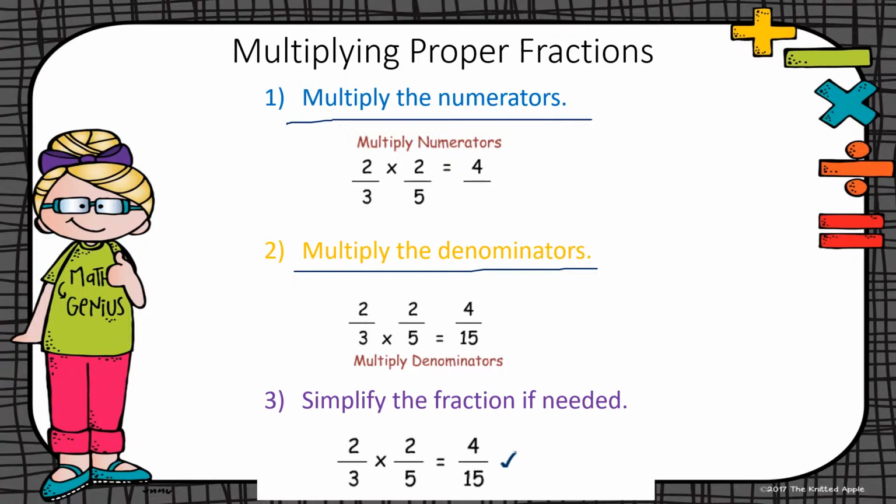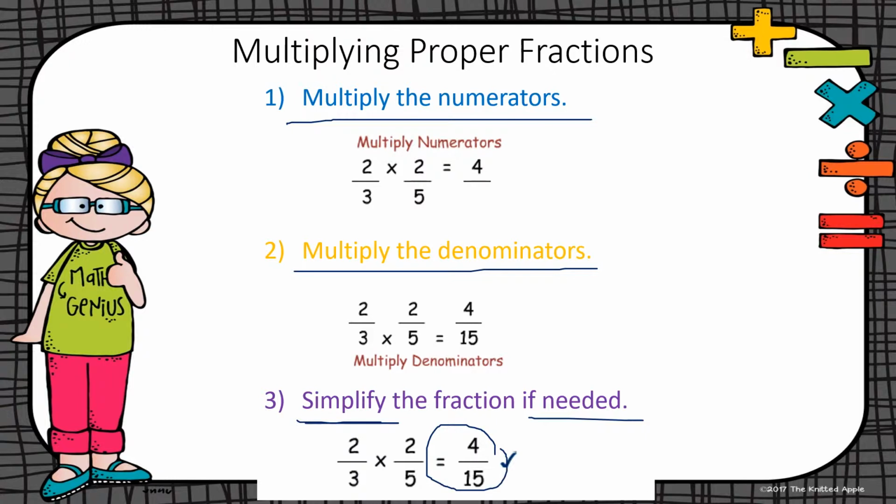Now, just because we've multiplied numerators and denominators does not mean we're completely finished. We need to look at step 3, and that is to simplify a fraction if needed. Sometimes you'll come across a problem like this one here, where we do not need to simplify. There's no common factor that I can reduce 4/15 by. It's in its simplest form. So 4/15 would be our final answer.